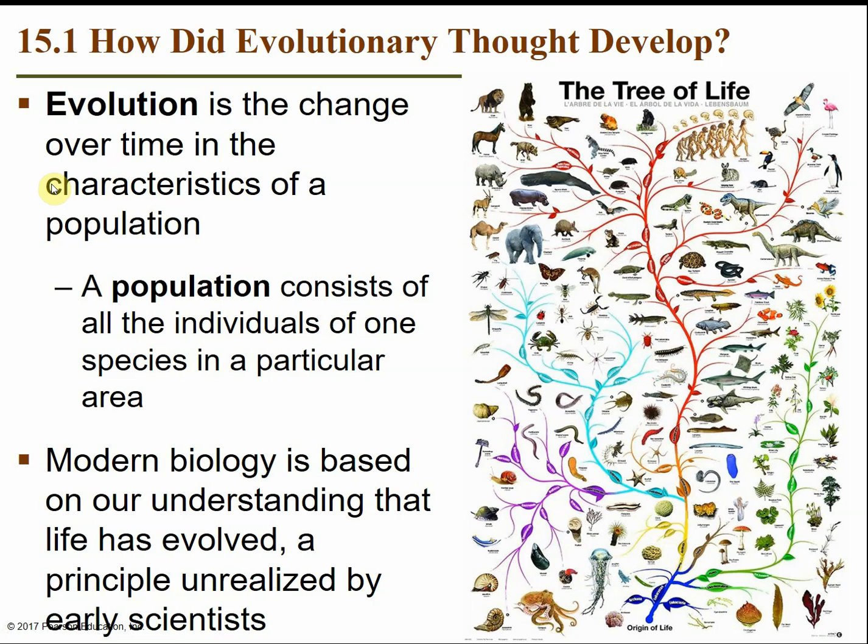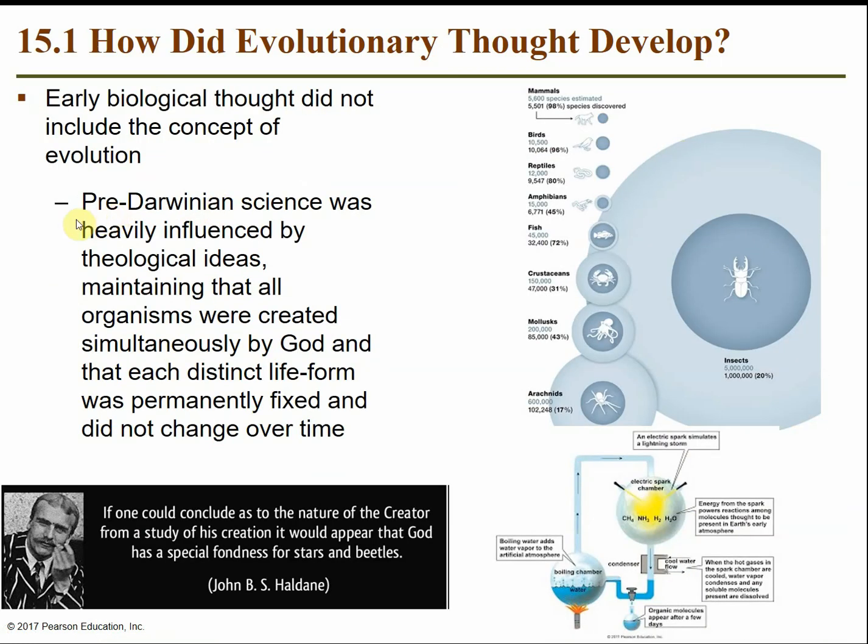Early biological thought didn't really include this concept of evolution. Like I said, it's a fairly new concept in our human history. Pre-Darwinian science was more heavily influenced by theological or religious ideals, maintaining that organisms were created simultaneously at one time during creation, and that each distinct organism and life form was permanently fixed and did not change. So it's always been this way. It hasn't changed. It's been this type of organism since the dawn of creation.